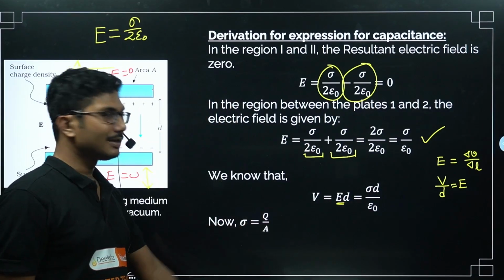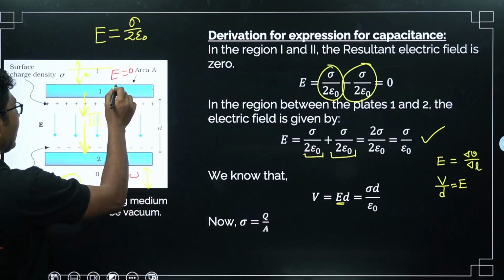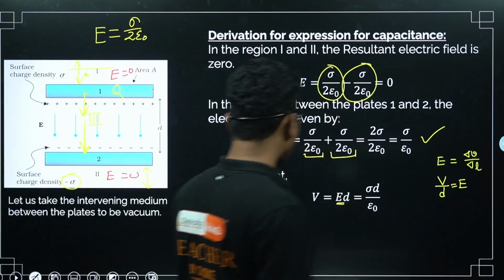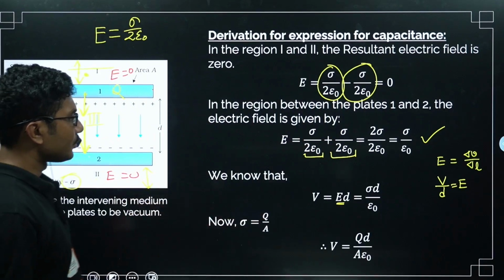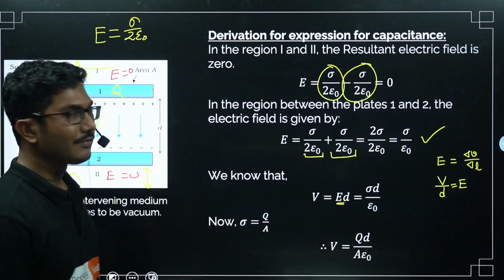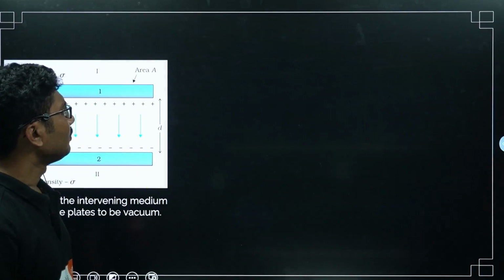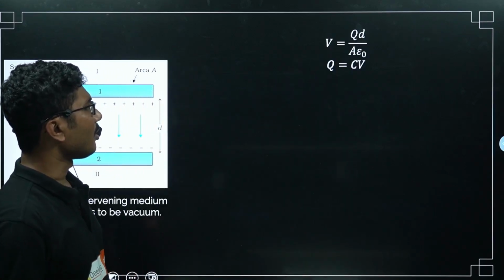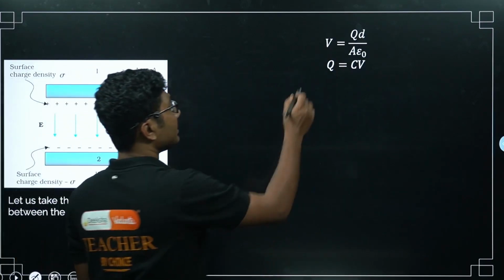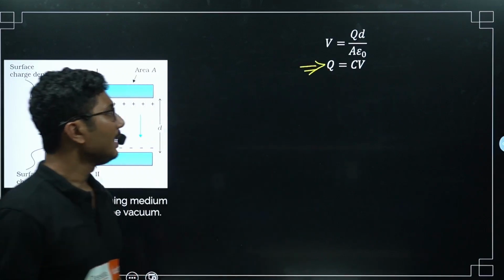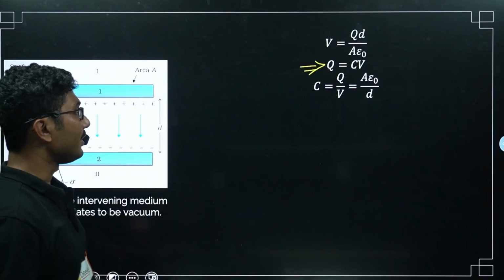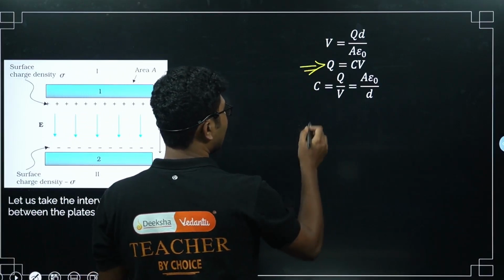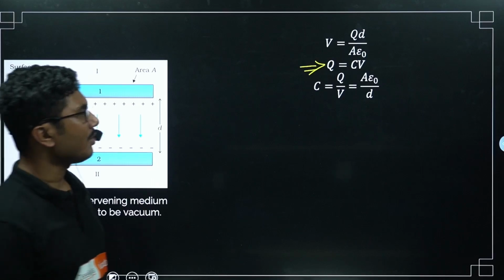Now sigma is the charge per unit area, so the total charge is capital Q divided by the area A. So let us insert the value here as well. We get V equals Q d divided by A epsilon naught. Now we can continue: V equals Q d by A epsilon naught, and we know that charge Q equals C V, so C equals Q by V. Now put in the values from our previous expression. So we get the capacitance is given by A epsilon naught by d.